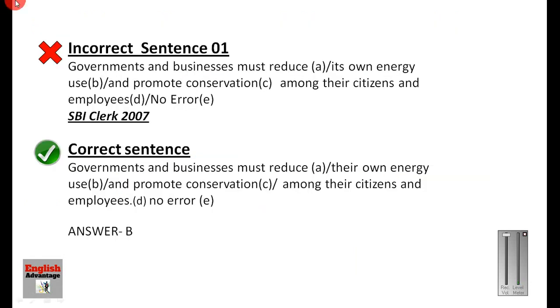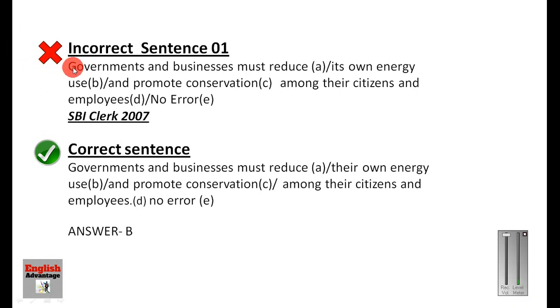I have selected these questions from the last 10 years' question papers of different competitive exams like SBI Clerk, Bank PO, SSC, and other exams like NDA and CDS. These questions are very, very important, and they are based on certain grammatical concepts. So let us see all these questions one by one.